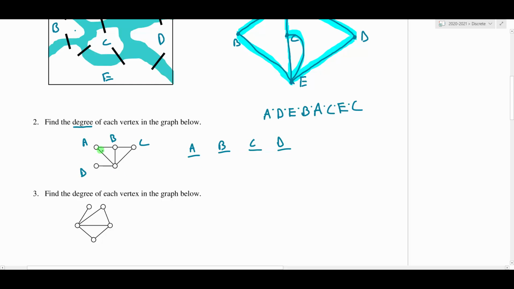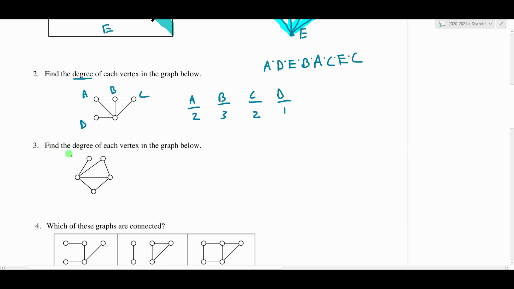Right, so A's got 2 edges connected to it, so it has a degree of 2. B has 1, 2, 3, so B has a degree of 3. C has a degree of 2. And D has only 1 edge going to it, so it's got a degree of 1. Okay, and that's all we would have to do for that problem.